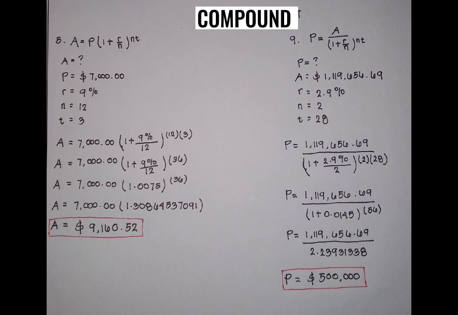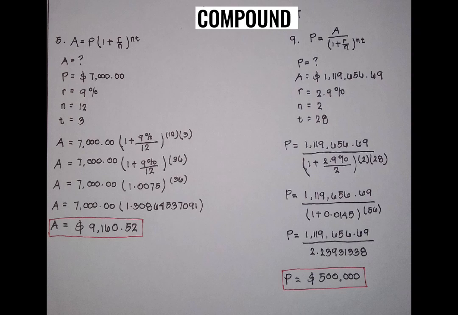So the first thing we will do is solve the inside of the parentheses. 2.9% divided by 2 is equals to 0.0145, and 2 times 28 is equals to 56. So we have P is equals to 1,119,656.69 over 1 plus 0.0145 raised to the power of 56. So next, we will add the 1 to 0.0145 then raised to the power of 56.